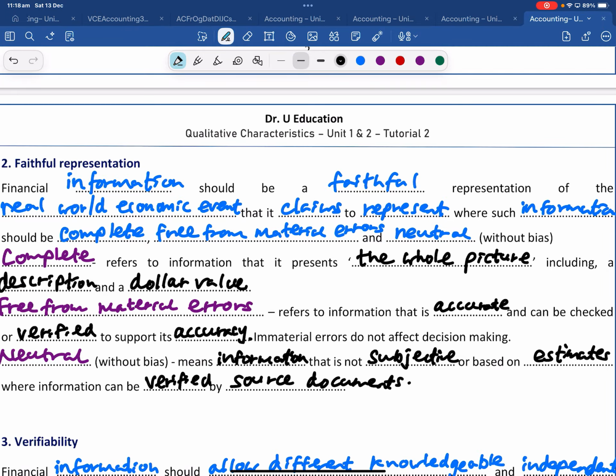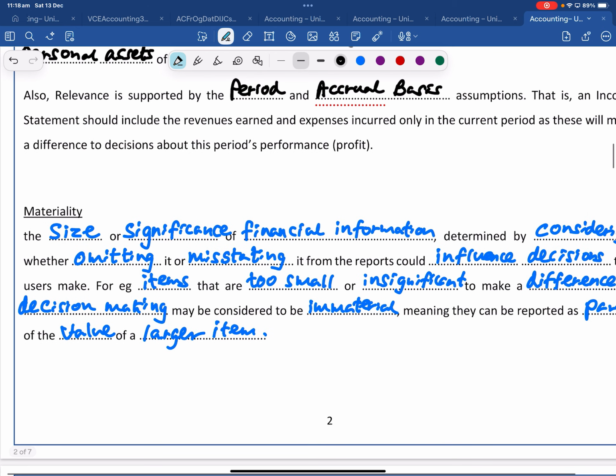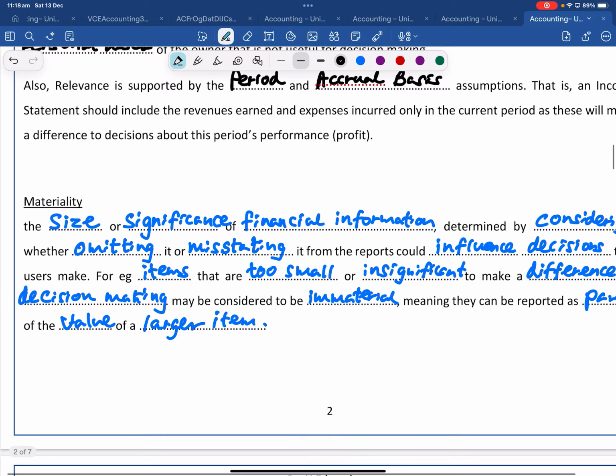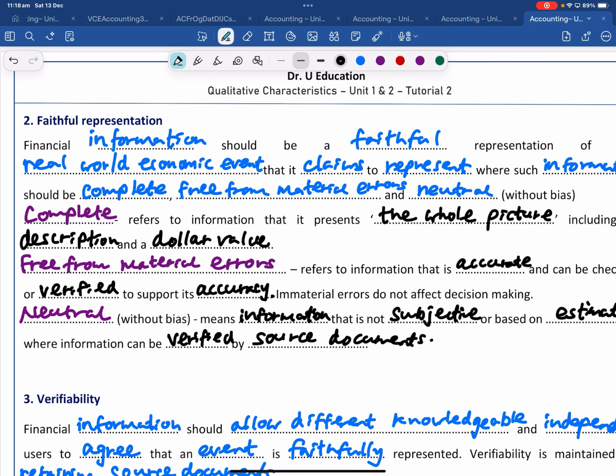So again, material. If you ask me what material is, then again I have to send you to the material topic. If it is going to make a difference or influence the decision makers, that's what we call material. Yes. Right? So 2000 being recorded as 2002 is not going to really make much difference. But 2000 recorded as 200, an issue. Okay, it is material. Next one, guys.